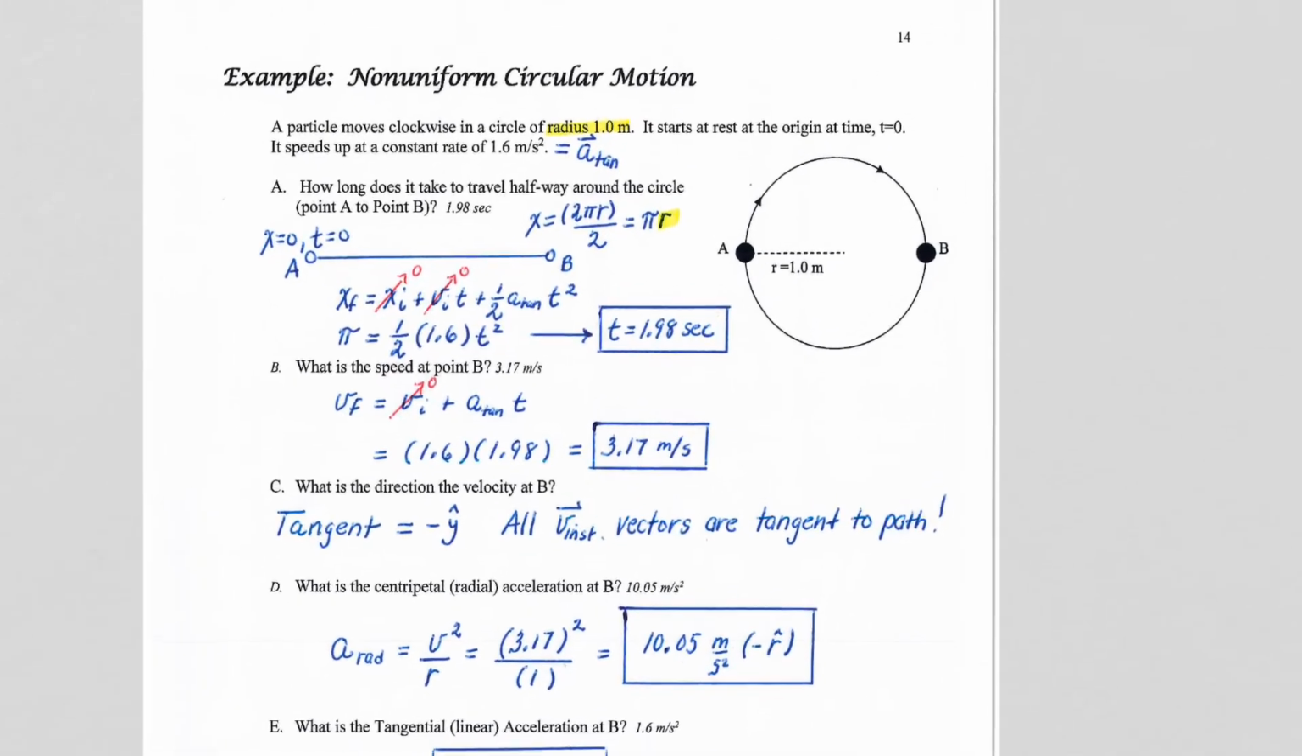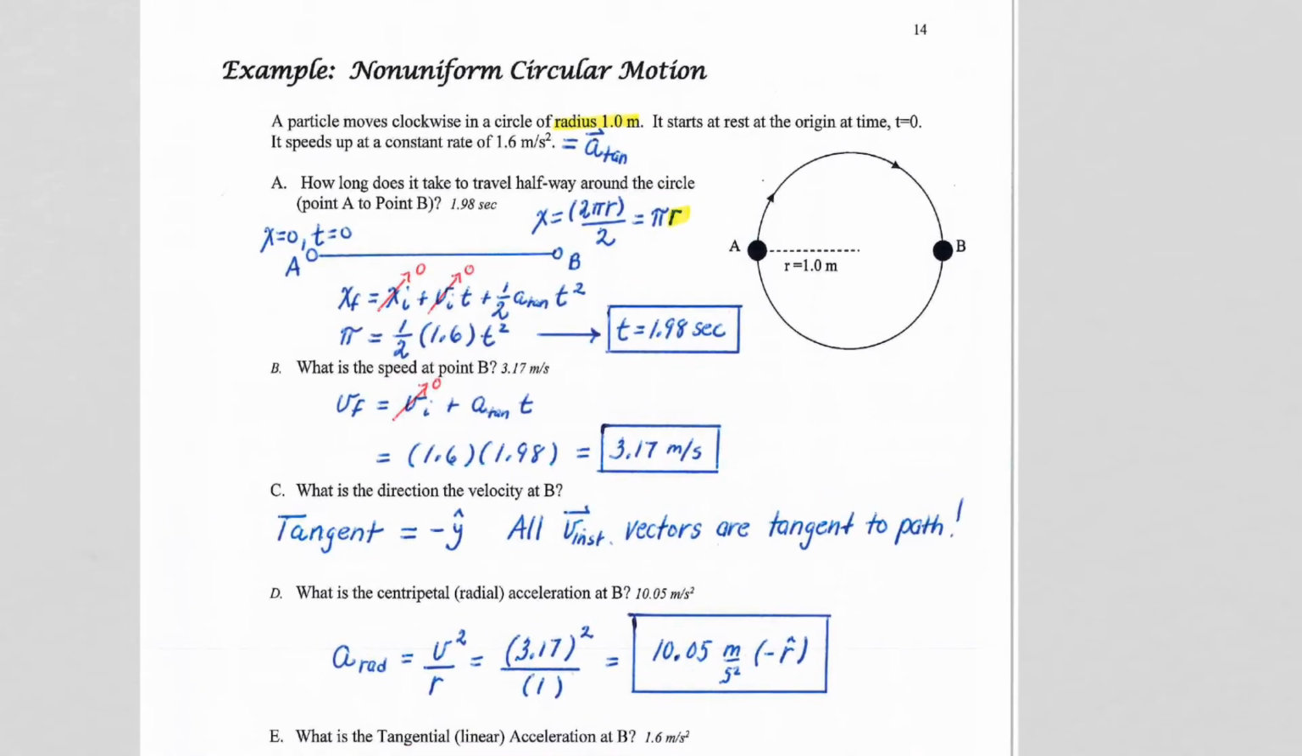Well, we're told that the particle moves clockwise, right? So it's moving along our circular trajectory clockwise from position A to position B. The radius, you're told, is 1 meter. And it starts at time t equals 0 at A and is speeding up. Look, it's speeding up at a constant rate of 1.6 meters per second squared. Voila, they gave us A tan. They're asking, how long does it take to travel halfway around the circle?